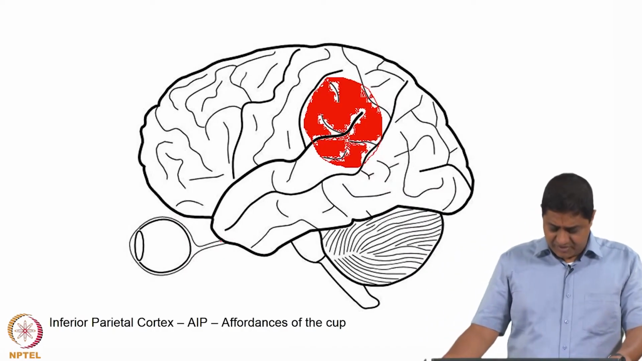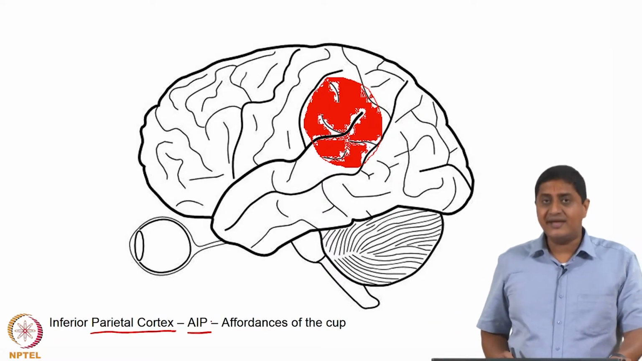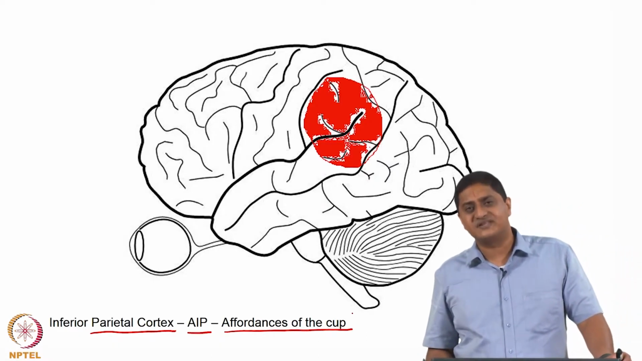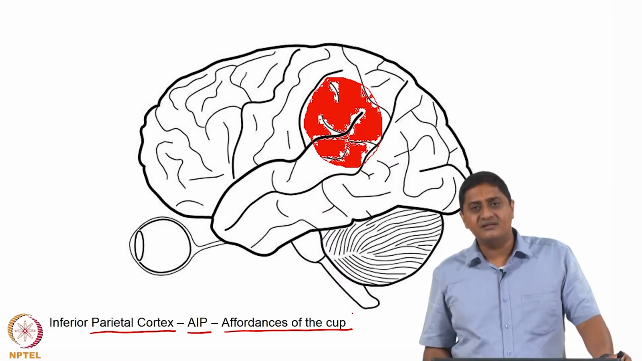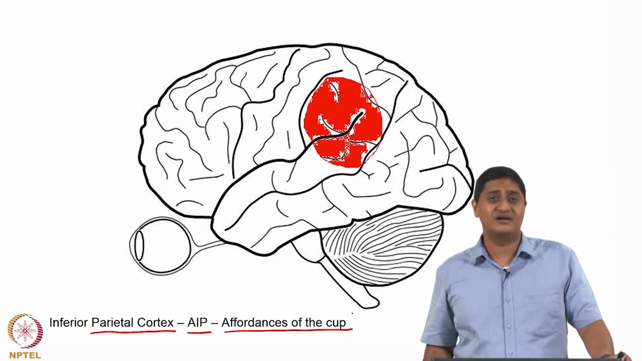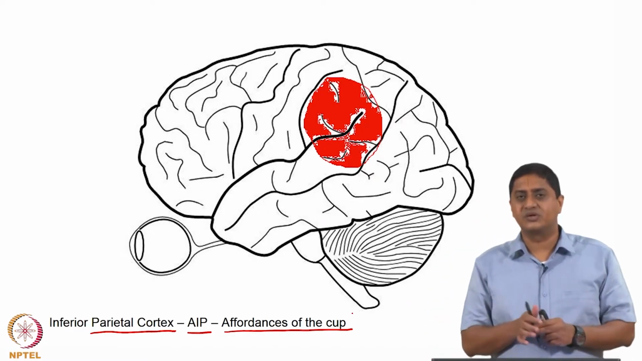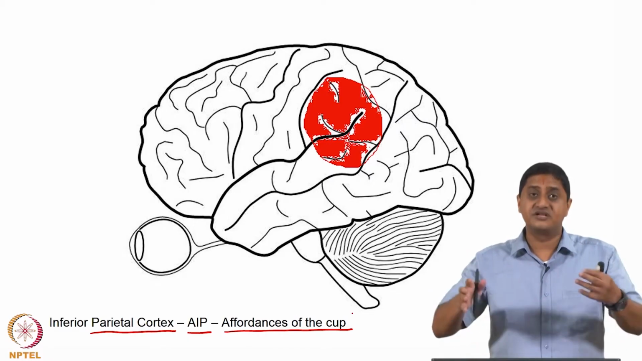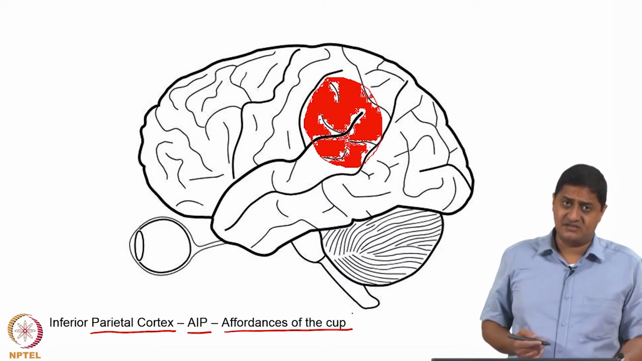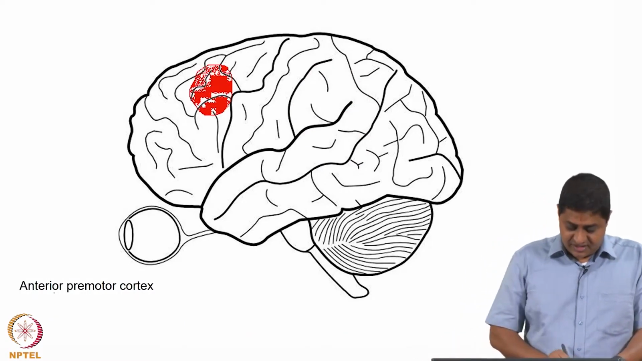So, this visual information reaches the inferior parietal cortex, the AAP region, that gives us information about the affordances of the cup. These are the properties of the cup. What kind of handle does it have? Does it even have a handle? Can you hold it by a handle, or is that something that you can hold with one hand, or is it large enough that it needs to be held by two hands? What are the various properties of this object? So, these are the affordances of the cup that we want to have.